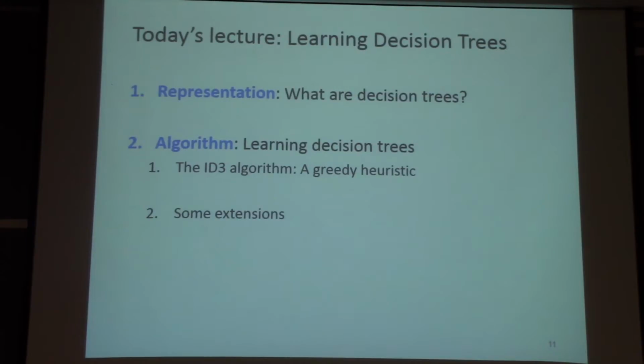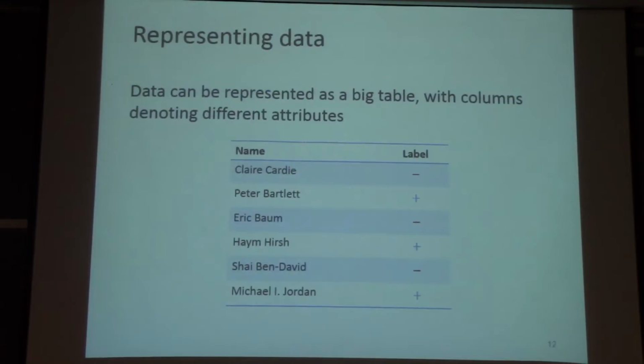So the primary question we care about is, how do we represent data? As I said before, you can always represent data in a big table, and we know how to do that. You can throw in, for example, instances in one column and labels in another column. This is a data set that I had in the first lecture about names and labels. And as I said, this is not going to generalize.